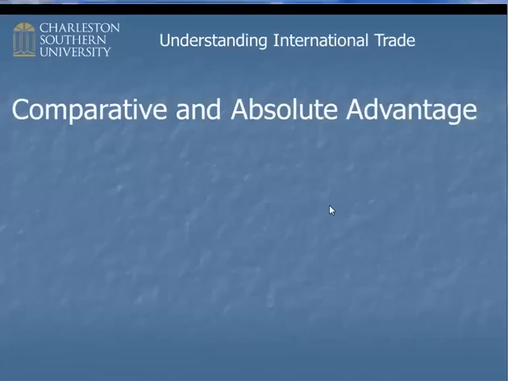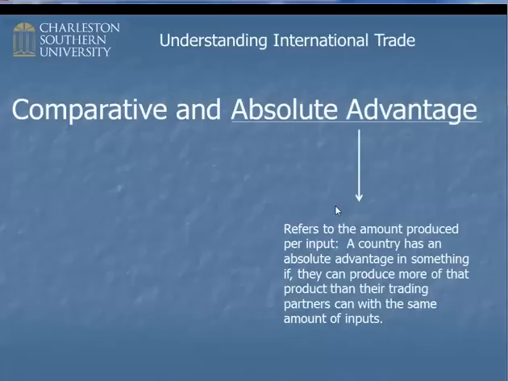Alright, so what is the difference between comparative and absolute advantage? Well, this is my definition. The one in the book is a little different, and if you don't like my definition, you can look at that one or Google another. But absolute advantage refers to the amount produced per unit. A country has an absolute advantage in something if they can produce more of that product than their trading partners can with the same amount of inputs.